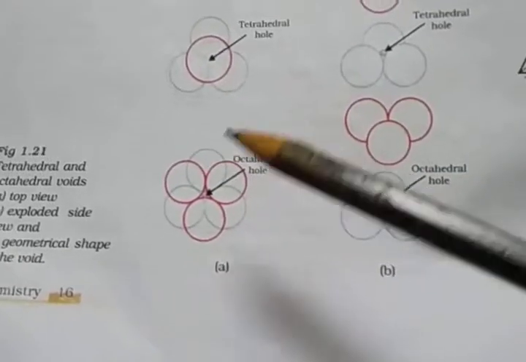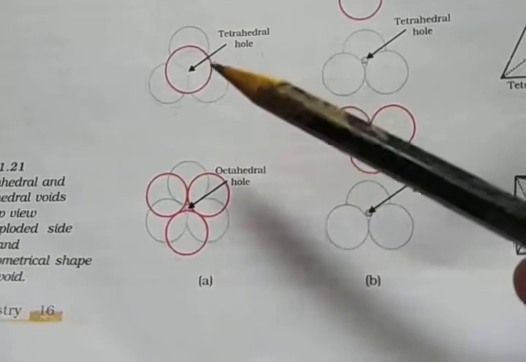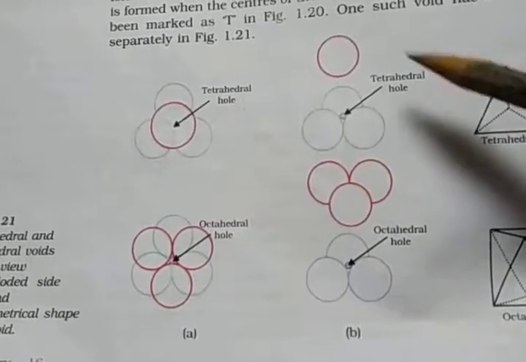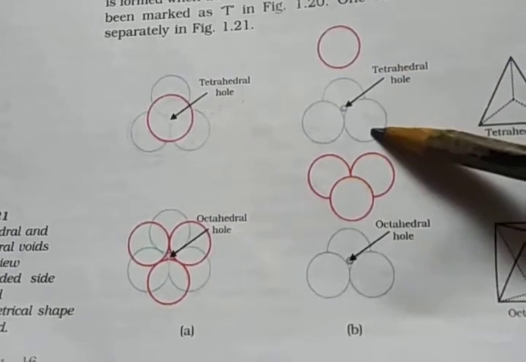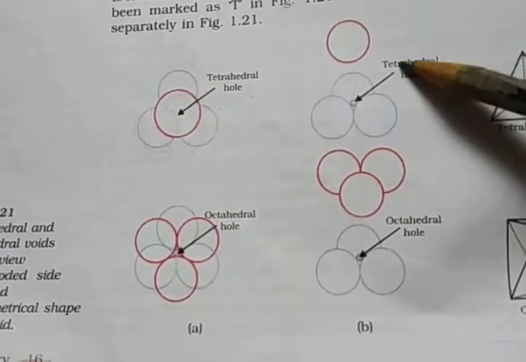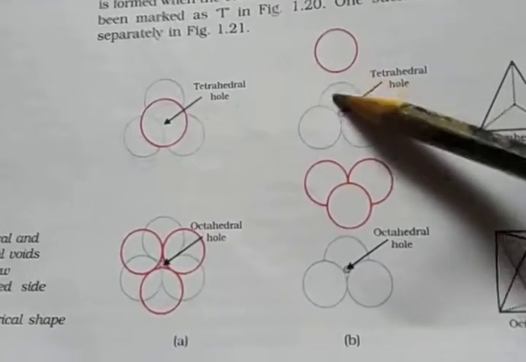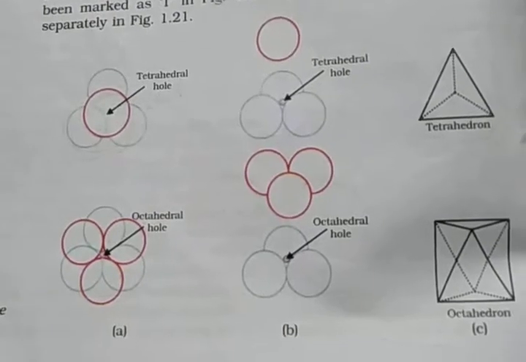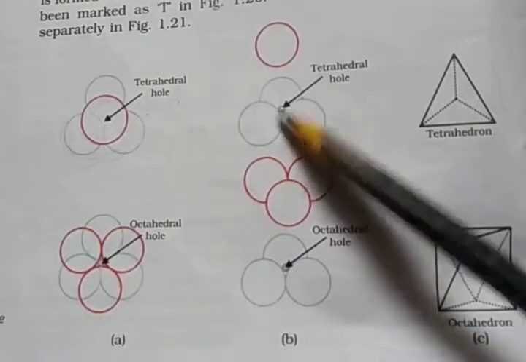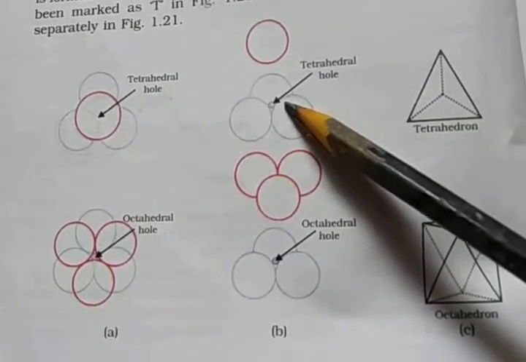Okay, so again I say, when a sphere of the second layer is above the void of the first layer, a tetrahedral void is formed. These voids are called tetrahedral voids, because a tetrahedron is formed. Then when the centers of these 4 spheres are joined, they have been marked T, capital T.